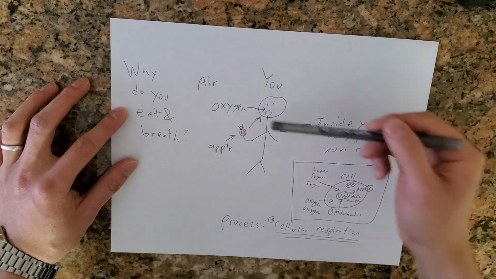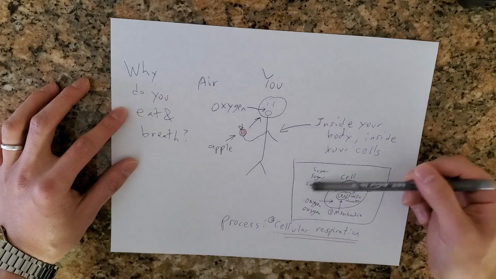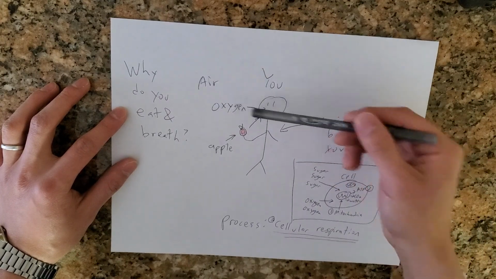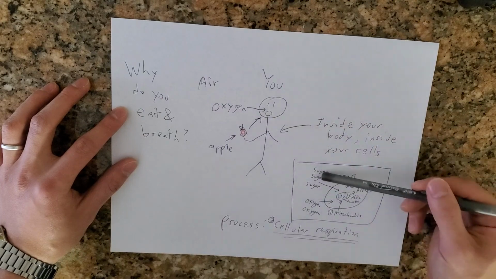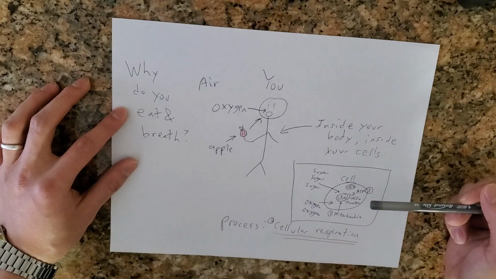What kind of molecules go into your body then? For example, when you eat the apple, you might be able to get sugar from the apple. And when you breathe in air, you might be able to get oxygen from the air. Sugar and oxygen go into your body and go into each of your cells.